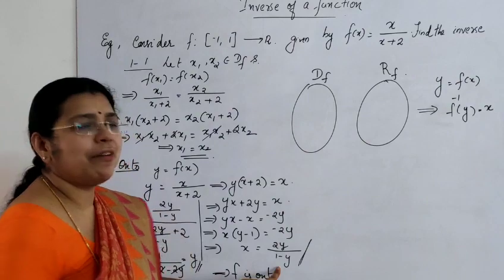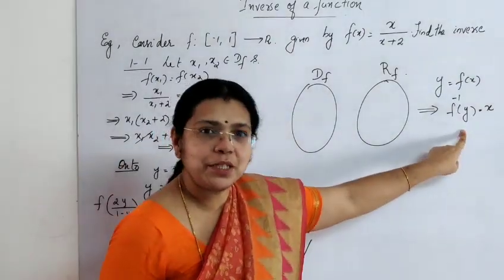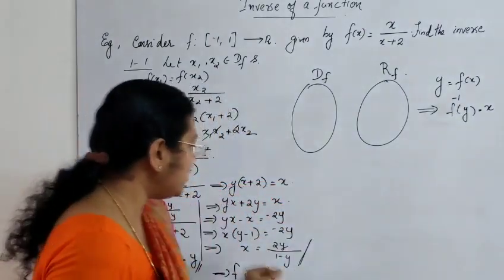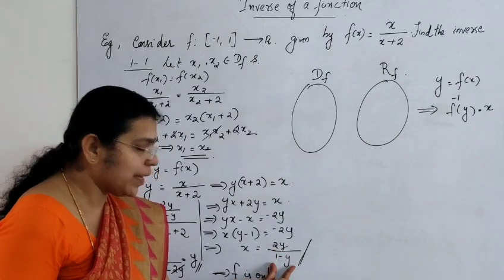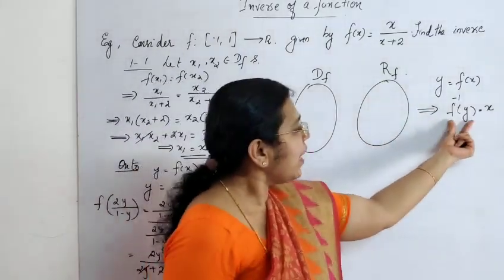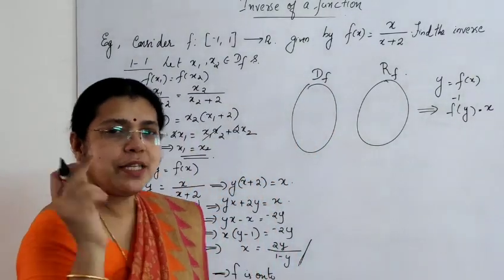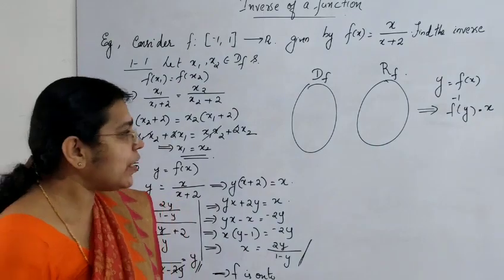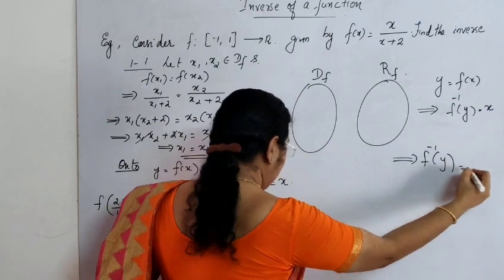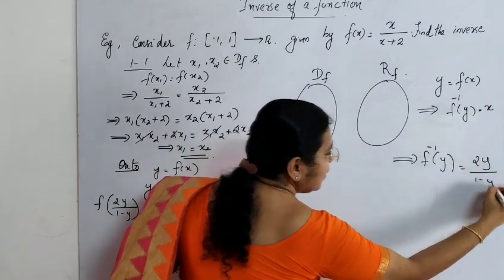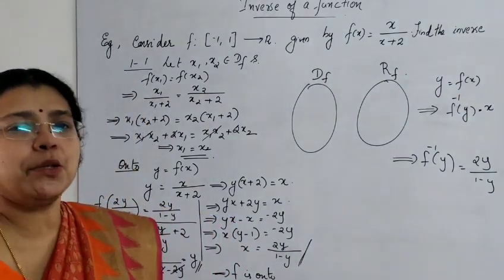Now, what is our f inverse of y? Just compare these two equations. Just compare it. You will simply get the inverse. What is the inverse? x is equal to 2y by 1 minus y. From here I have f inverse of y is equal to x. x and x are the same. So what is f inverse of y? This implies f inverse of y is equal to 2y by 1 minus y. Isn't it or not? Simple it is. It is very simple. It is very quick also.